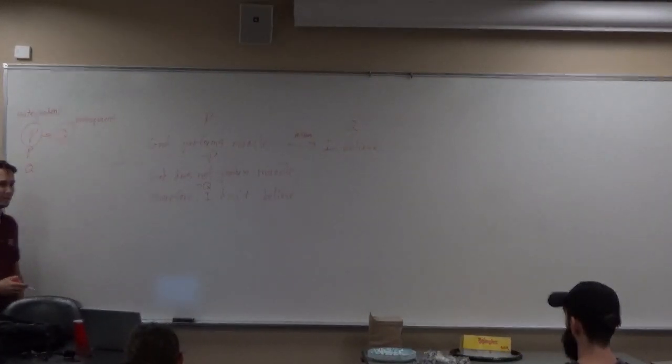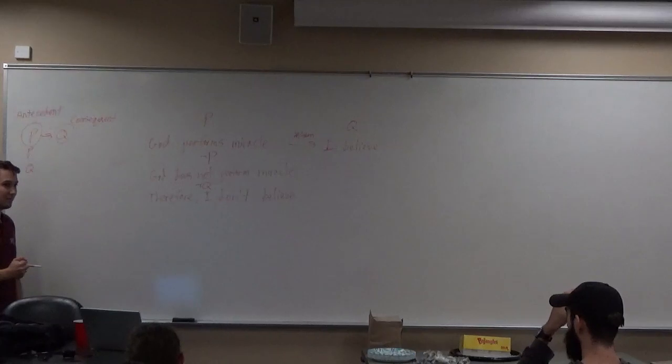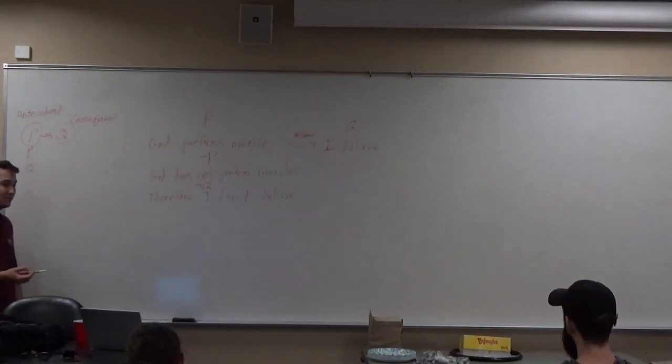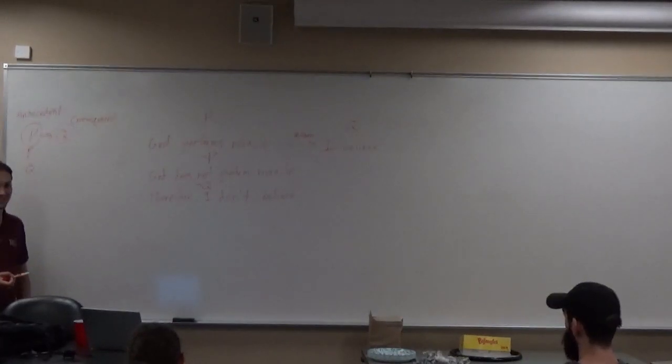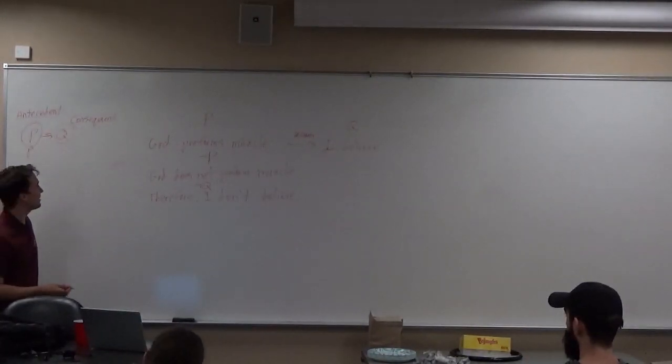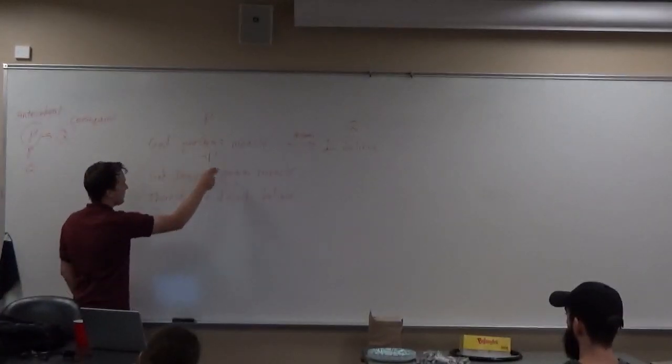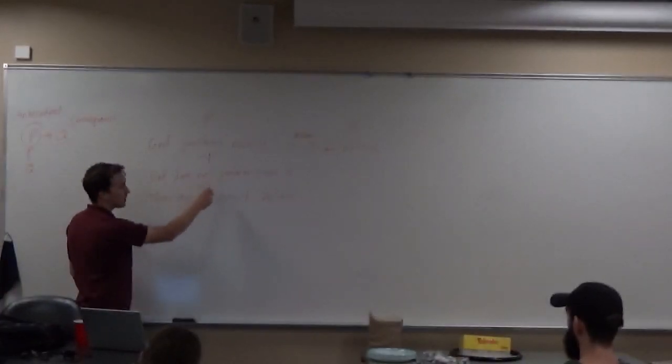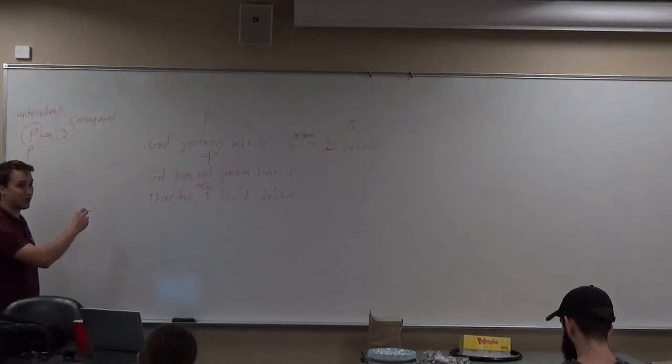Well, the correct structure should be not Q implies not P. That is true. But the converse is not necessarily true. Yes, that's true. Denying the antecedent? This is denying the antecedent, right? So the mistake they make is denying the antecedent P, and then from there inferring not Q. This is not actually correct.